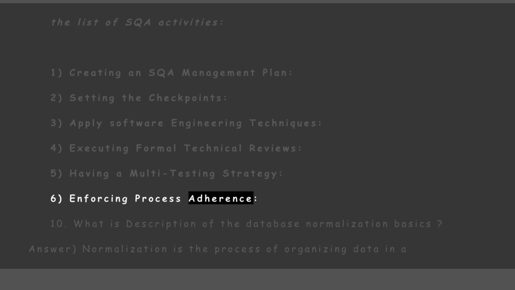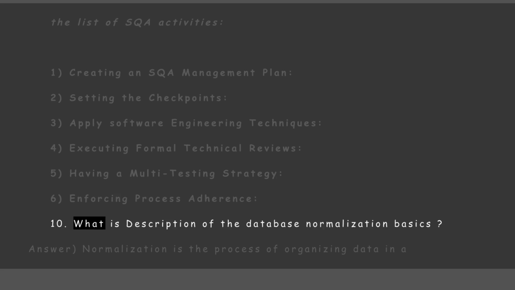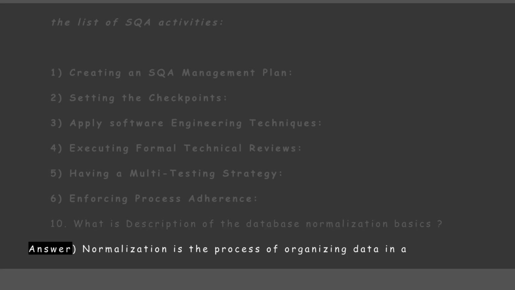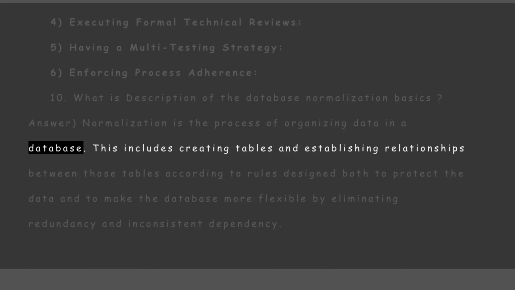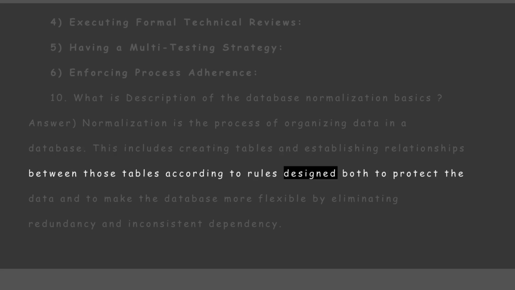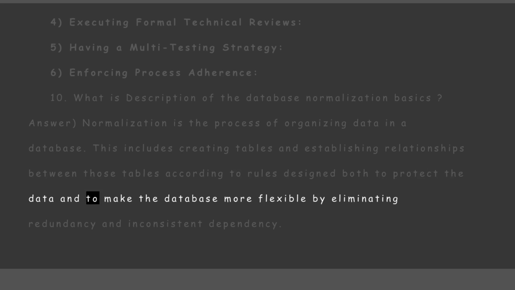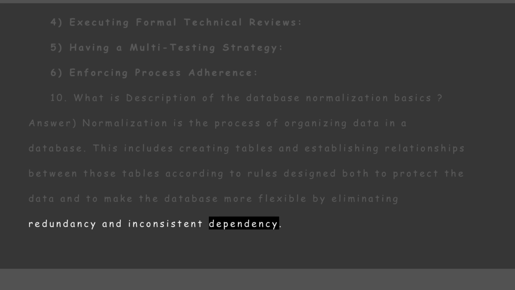6. Enforcing process adherence. 10. What is the description of the database normalization basics? Answer. Normalization is the process of organizing data in a database. This includes creating tables and establishing relationships between those tables according to rules designed both to protect the data and to make the database more flexible by eliminating redundancy and inconsistent dependency.